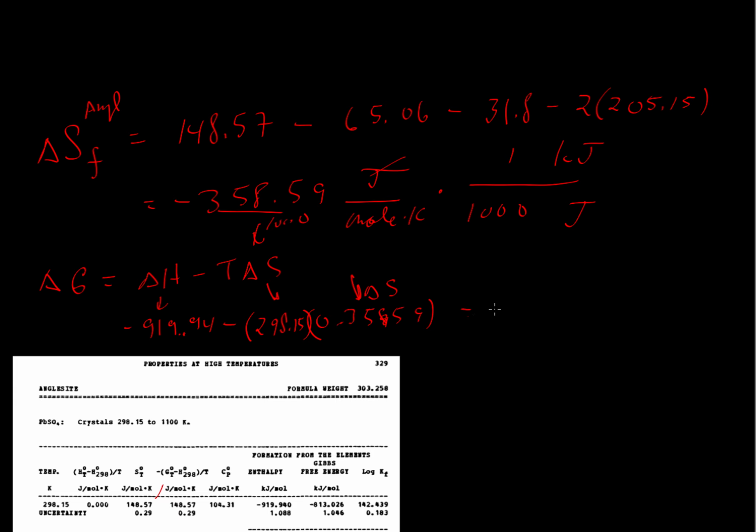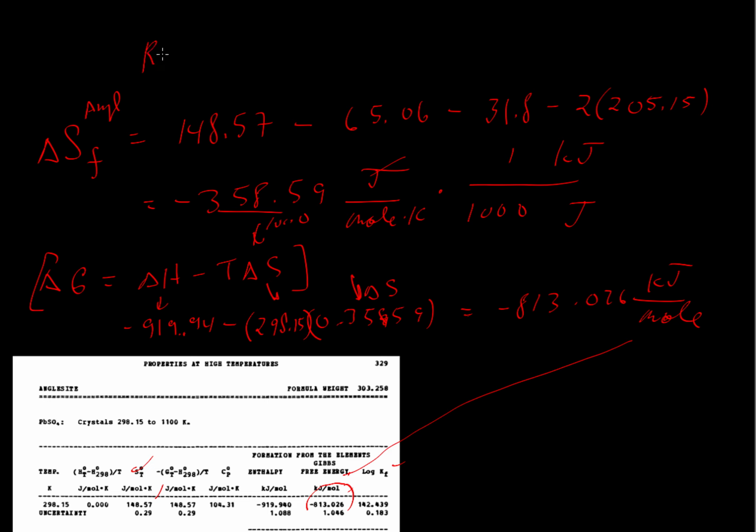And when we do that calculation, we find out that we get the number of minus 813.026 kilojoules per mole. Does that work with what is listed in the table? Yes, there it is. So this equation, delta G equals delta H minus T delta S, does give us the right value. So these things all do make sense, so long as you don't mistake this for a delta S, which it is not.